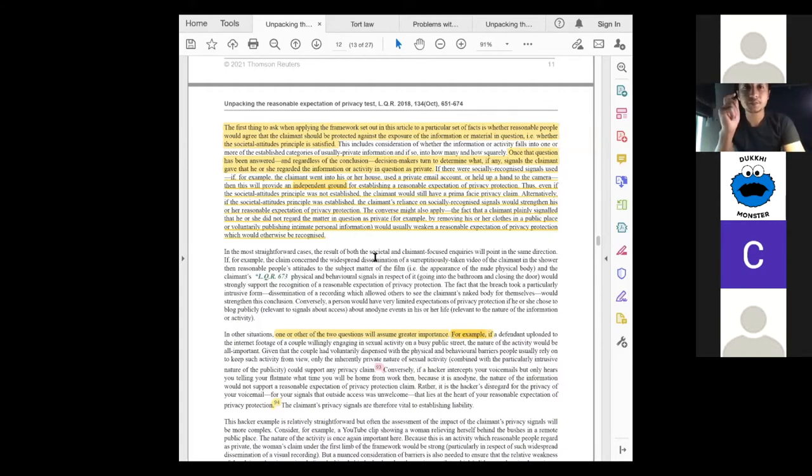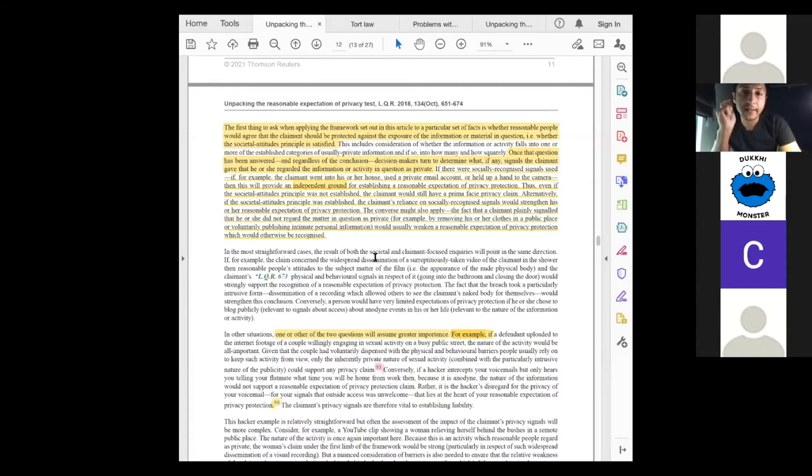So what she says is that privacy signals alone, which is the second principle, can establish the privacy claim if they are strong ones. But at the same time, although she does not say this expressly, the societal attitudes principle alone cannot satisfy the test of privacy, because to establish a privacy claim the court also considers the defense by the defendant of Article 10. But regarding the reasonable expectation of privacy, it is Article 8, and it is the test which has to be satisfied first. So even if the societal attitudes principle was established, the claimant's reliance on socially recognized signals would strengthen his or her reasonable expectation of privacy protection.